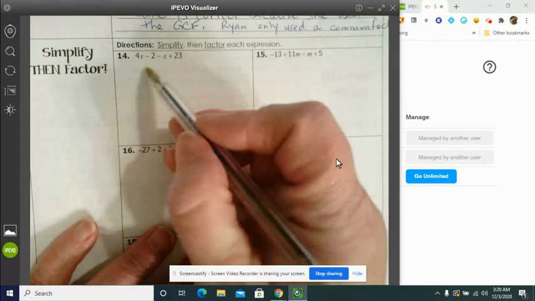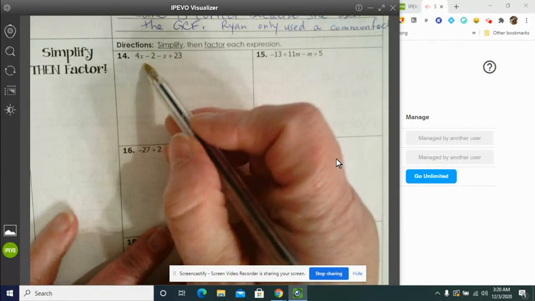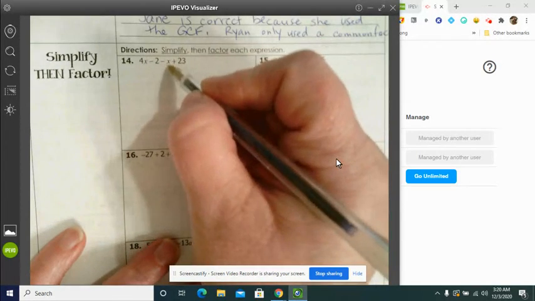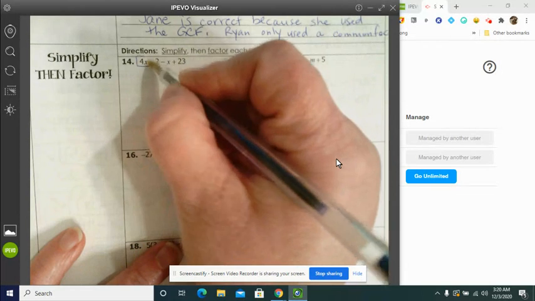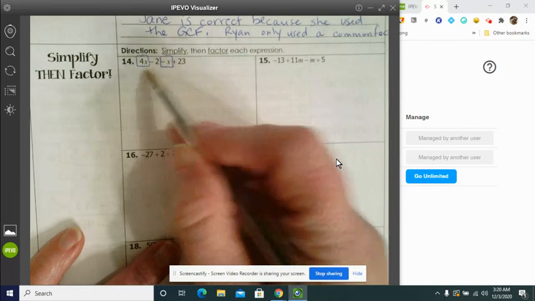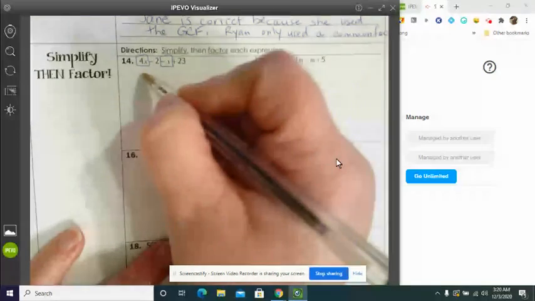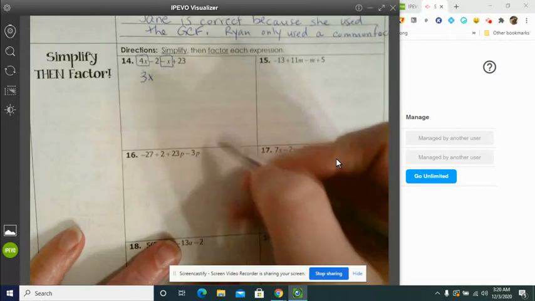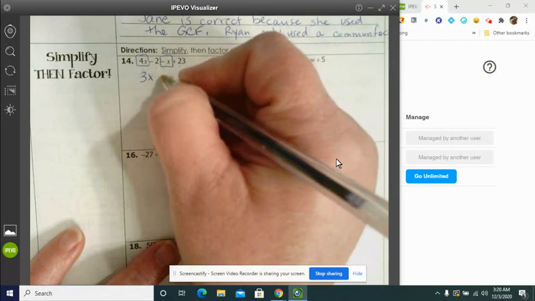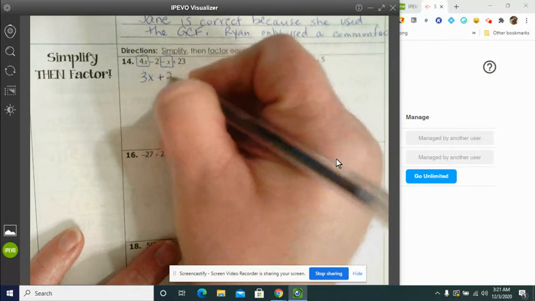So to simplify, we have to combine like terms. So we have a 4x and we have a negative x. Those are like terms, right? So a positive 4x and a negative 1x is going to leave me with a 3x. A negative 2 and a positive 23 is going to leave me with a positive 21.